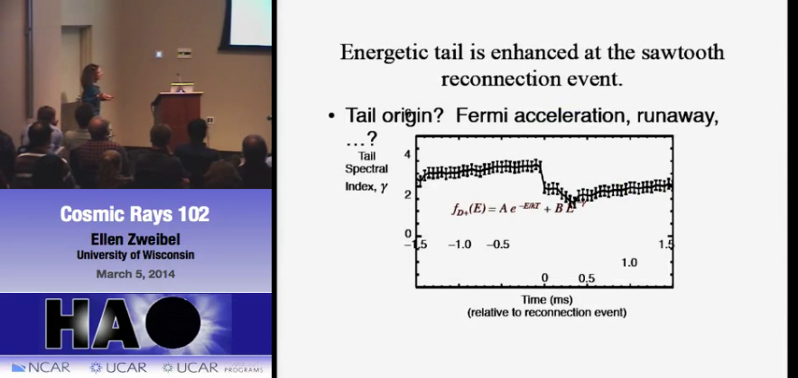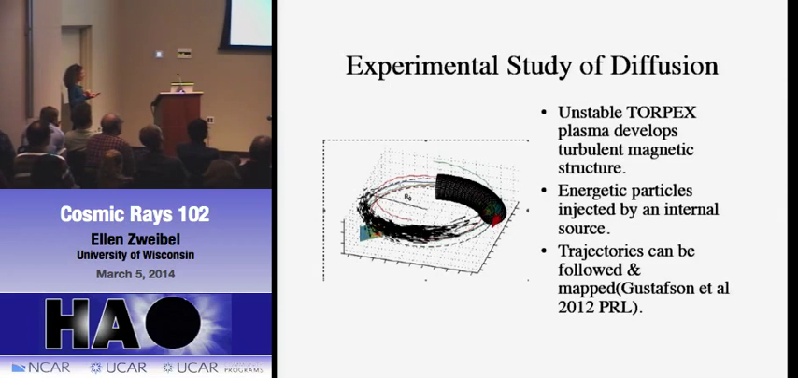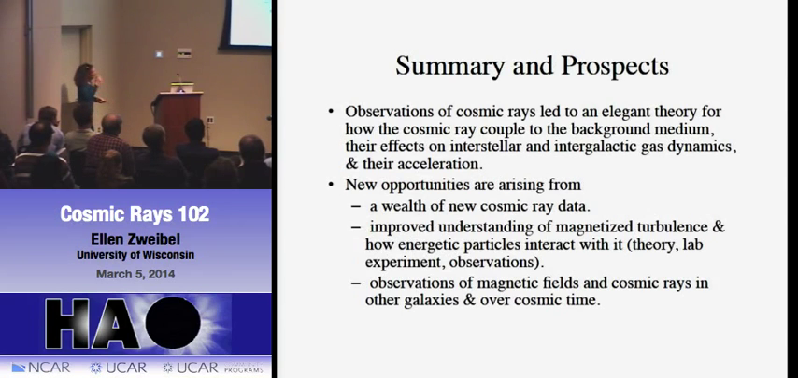And then finally, this was a fairly new observation. For years and years, they talked about ion heating, but there's also a power law tail, which is observed, and the spectral index really flattens, the spectrum really flattens following the reconnection event. So in addition to energization, we can study propagation. This is the Torpex plasma. It has a toroidal magnetic field initially, which is unstable and develops fluctuations. By studying how particles propagate in those fluctuations, we can gain some insight into this diffusion process, including cross-field diffusion. Okay, so we've reached the summary.